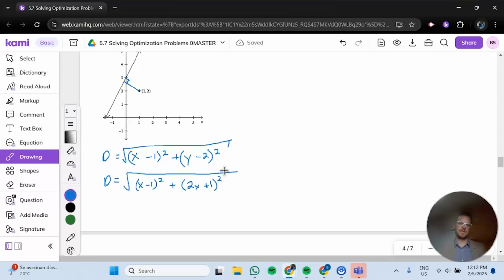Now at this point, this would be a pretty annoying thing to take the derivative of, so my recommendation is that we simplify that a little bit before we bother taking our derivative. So let's go ahead and do that. I'm going to get x squared minus 2x plus 1 for that first expansion. And on this one, I'm going to get 4x squared plus 4x plus 1. Now, if we combine those, that's going to be a lot easier for us to take the derivative later.